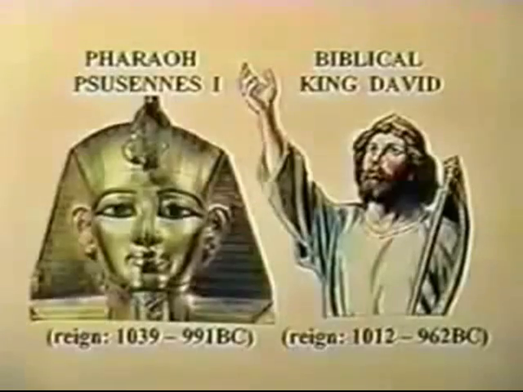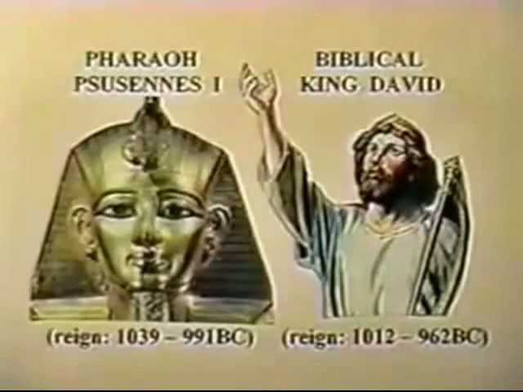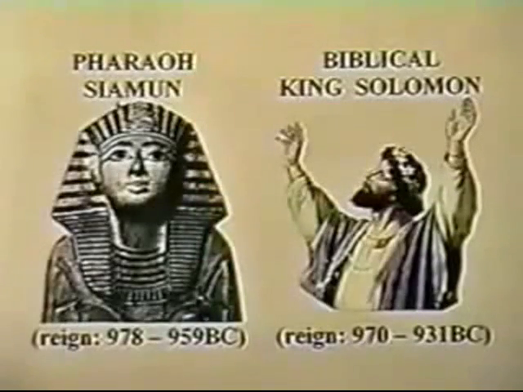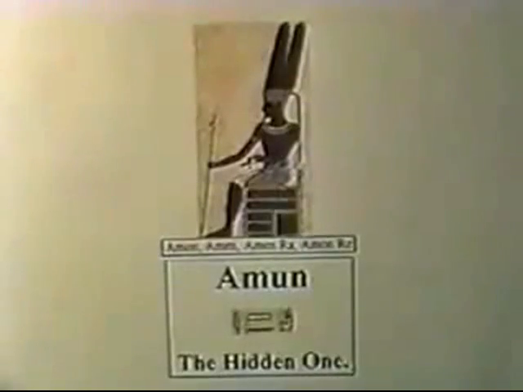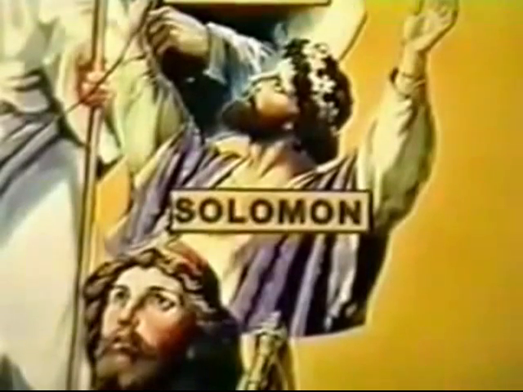Both King David and Pharaoh Susenes had sons with almost identical names, Solomon and Simon. The name of biblical King David's son, Solomon, means son for Saul, and O-M-O-N is an alternative spelling of Ammon. The name of Pharaoh Susenes' son, Si-Ammon, means son of Ammon.